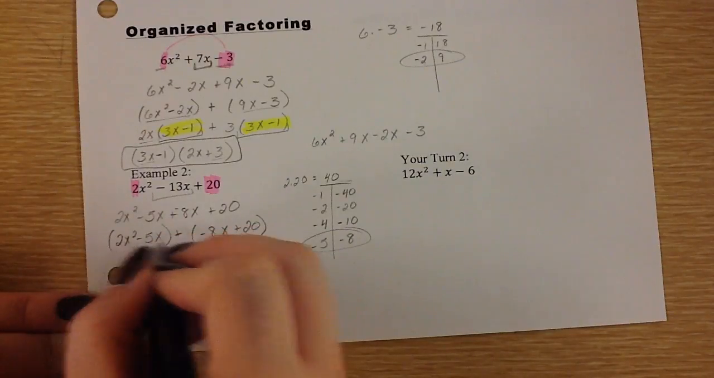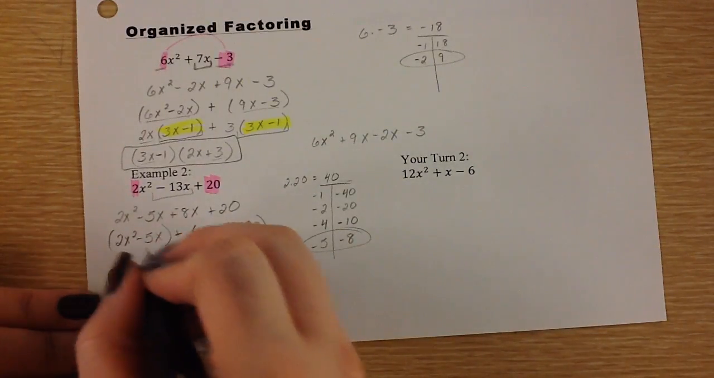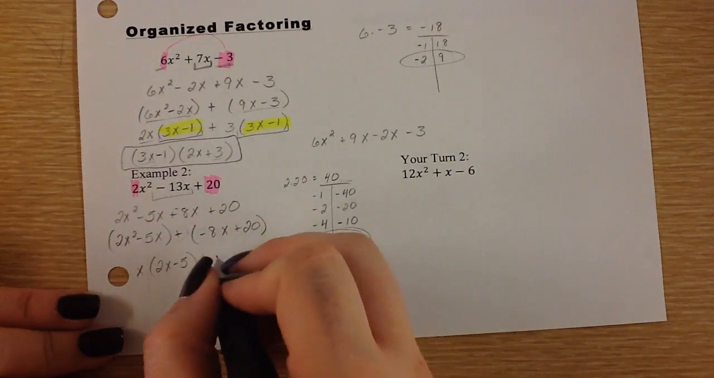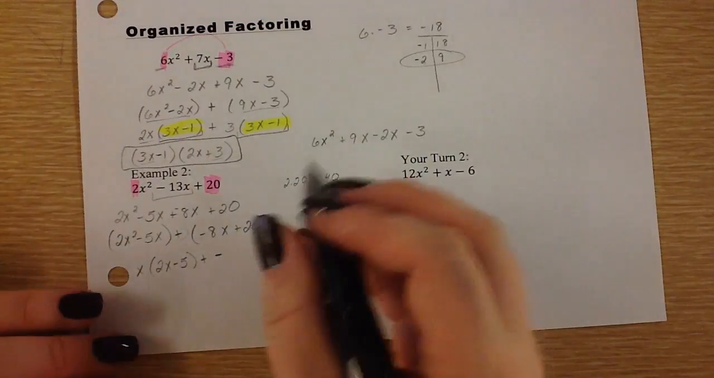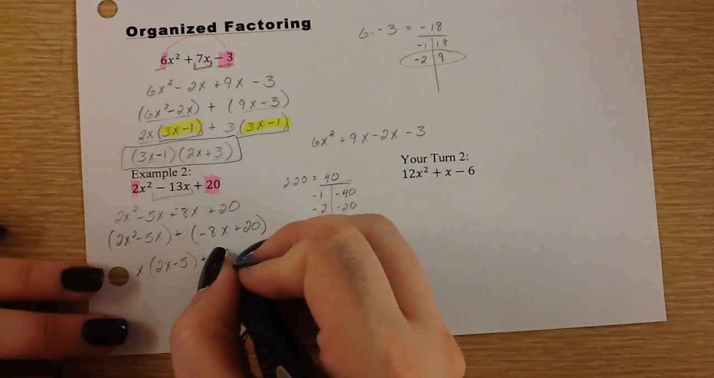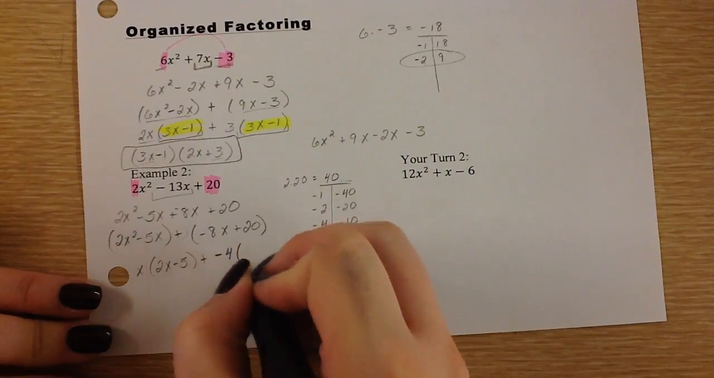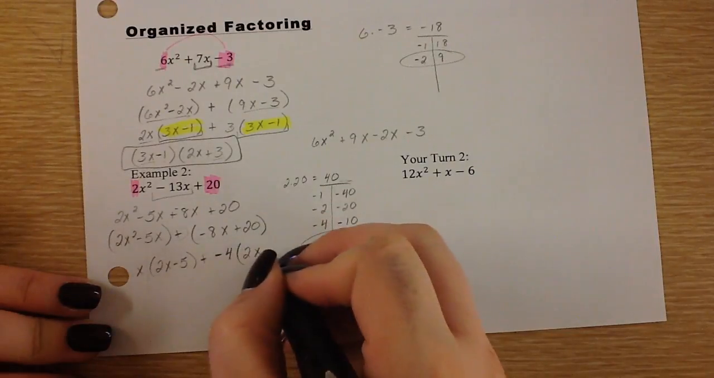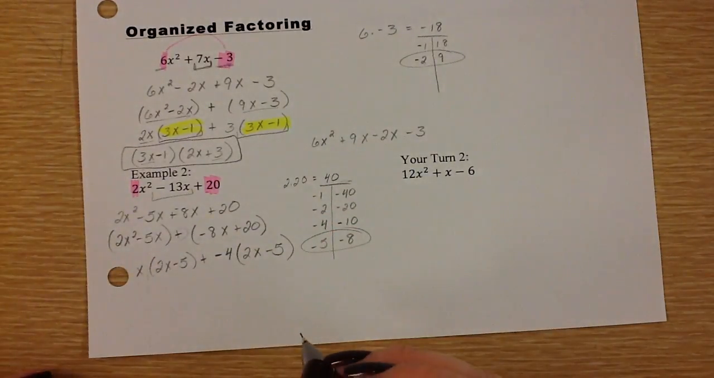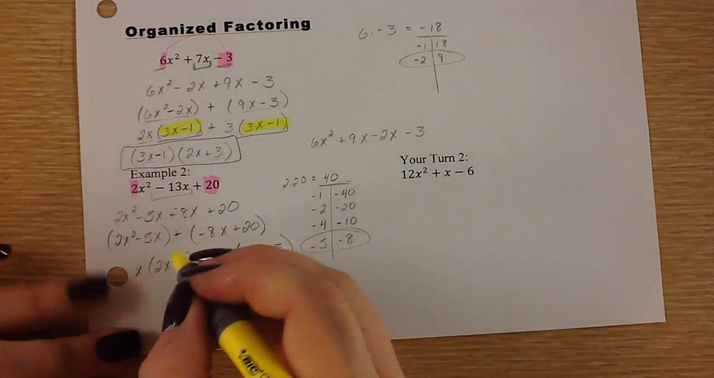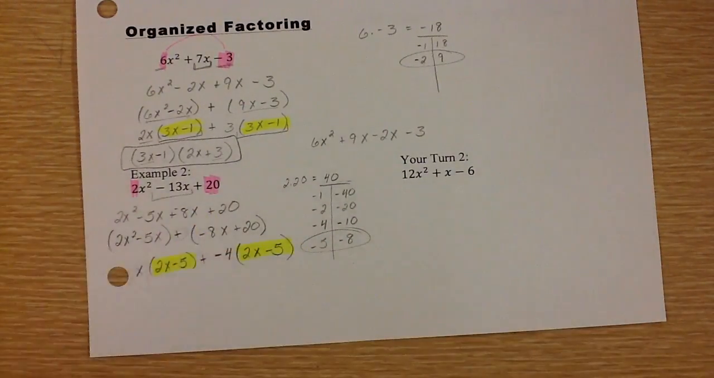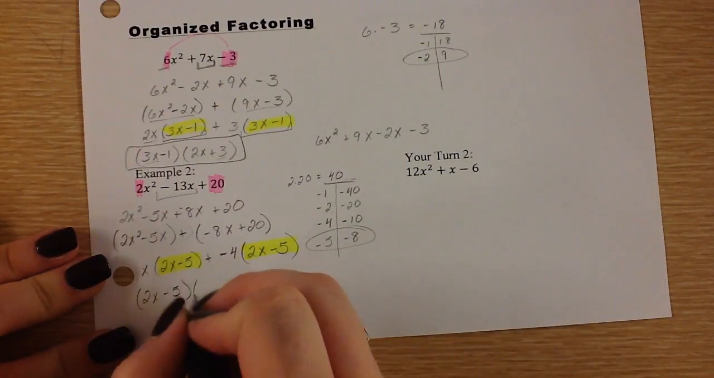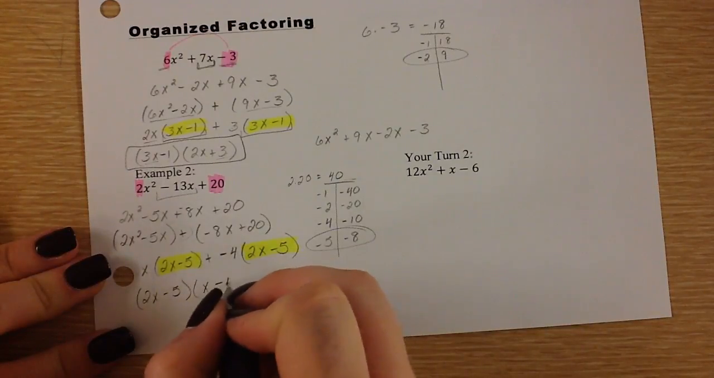Now out of these first two, the only thing I take out is an x. So we would have 2x minus 5. Out of these, I can take out a negative 4 to make that first thing positive, and I'm left with 2x minus 5. Now, if you organize factor right, you should get to a point where they each have a term that's the same. That 2x minus 5 is the same in both of them. So what's left? An x minus 4.